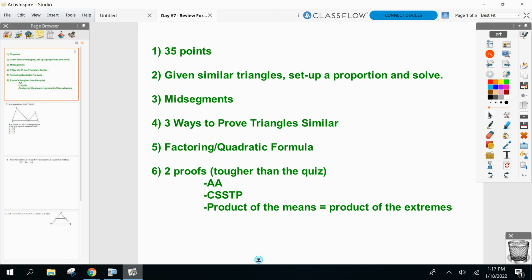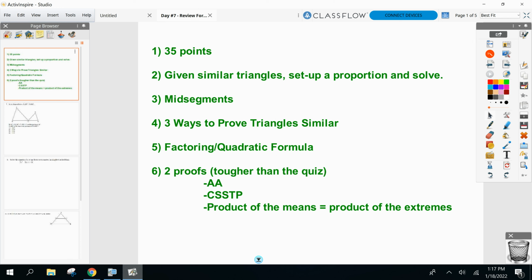35 points. Please don't get a big head if you did well on the similar triangles quiz. This is a little bit more extra. The extra being mid-segments and product of the means equals product of the extremes. That's added on to what was on your quiz. So let's go over everything real quick. I want to make sure we're all clear about what to expect.